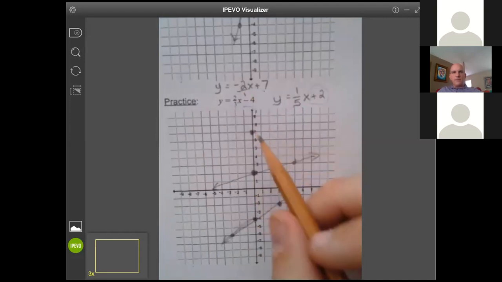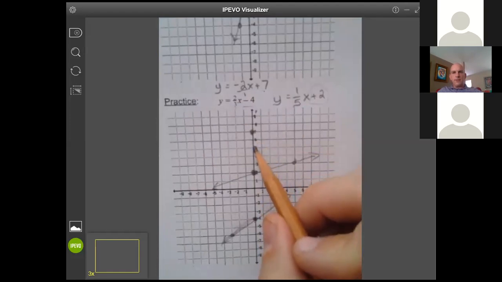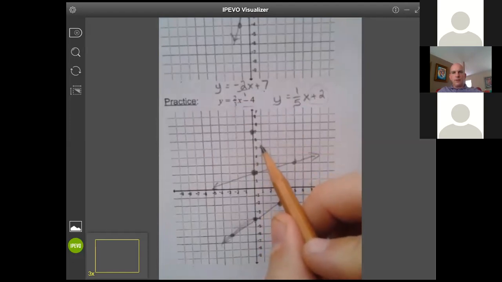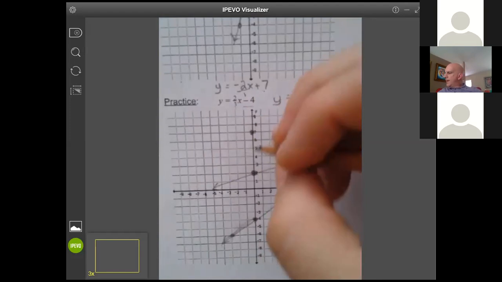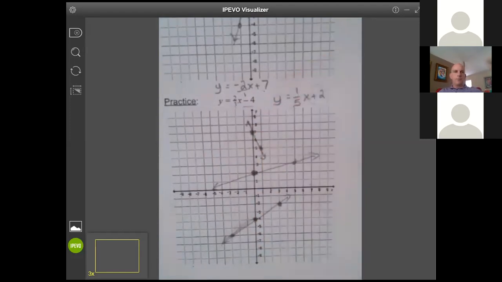So what does the -2 tell us to do from this point? Go down 2, and then the 1, go right 1. All right, good job. So we would have that line for the negative slope. Right. A couple of things. Thank you, Trevor, sir. You're welcome.